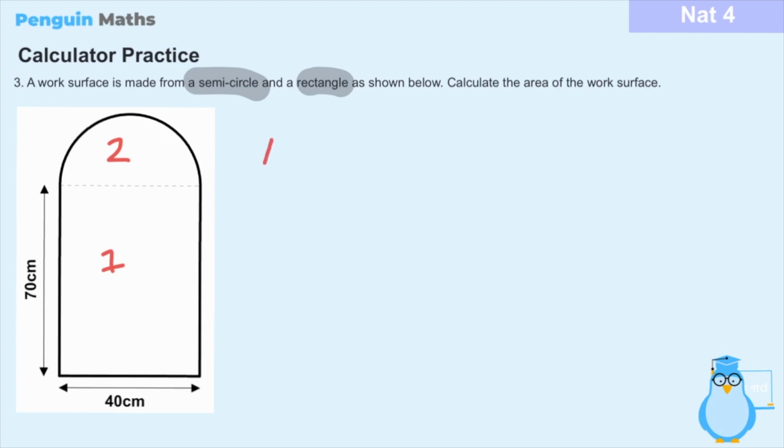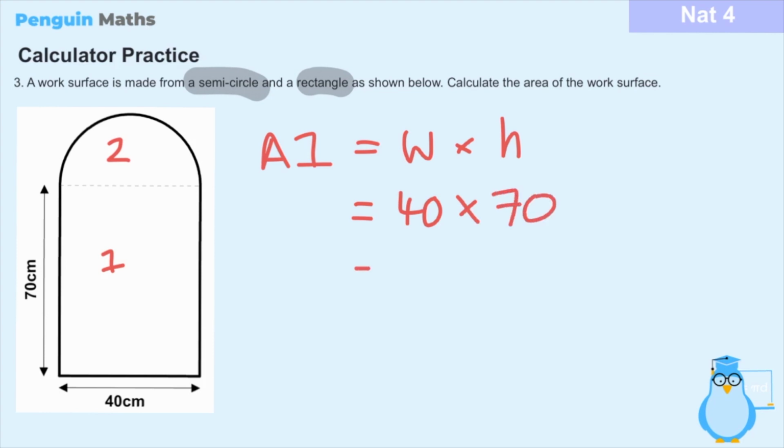So what I'm going to calculate first of all is the area of shape 1, or the area of the rectangle, and we know that the area of the rectangle is simply the width multiplied by the height. So I'm just going to write W for width and H for height, and that would be the 40 centimeters multiplied by the 70 centimeters, and if we put this into our calculators that's going to give us an answer of 2,800. And remember, the units for area is always the length squared, and in this case because we're using centimeters the units is going to be centimeters squared. So that's the area of our rectangle.